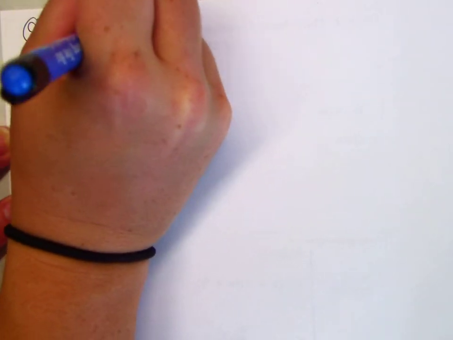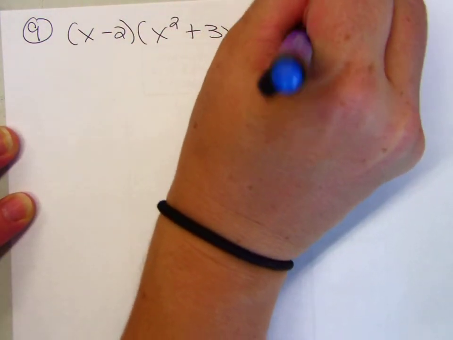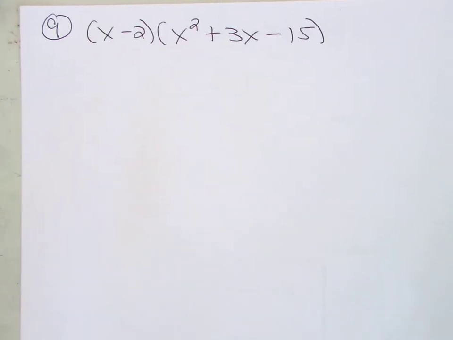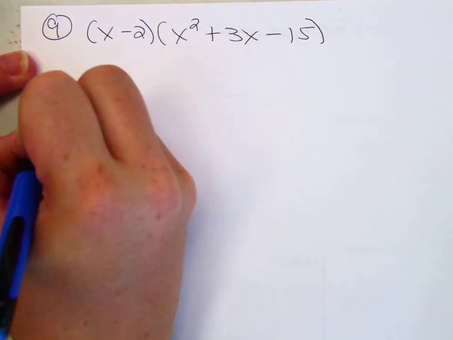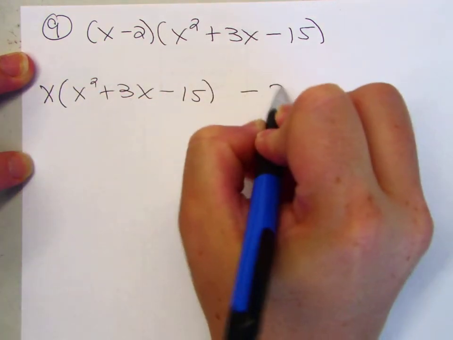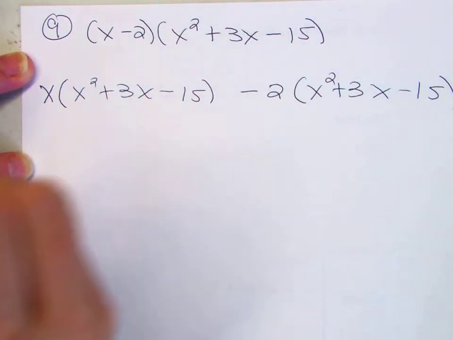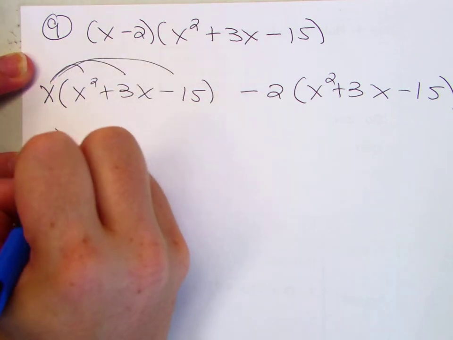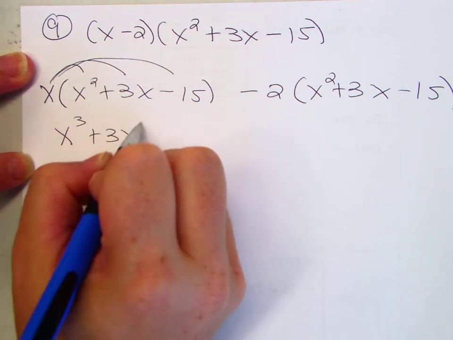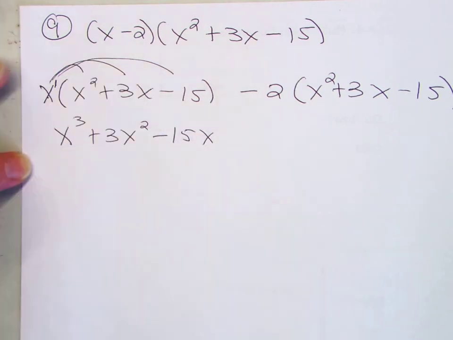Number 9. X minus 2 times x squared plus 3x minus 15. Pause the video and try it on your own. So we have x times x squared plus 3x minus 15. And then the minus 2 times x squared plus 3x minus 15. Distribute. X cubed plus 3x squared minus 15x. Remember, x times x is x squared. Put a little 1 there if it helps.